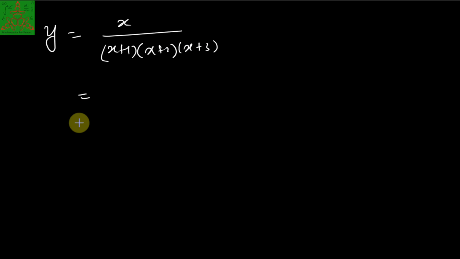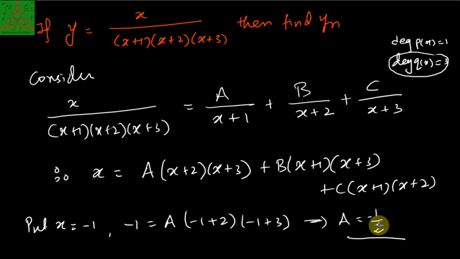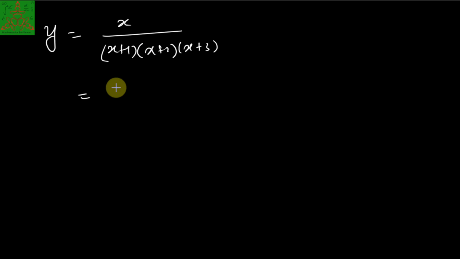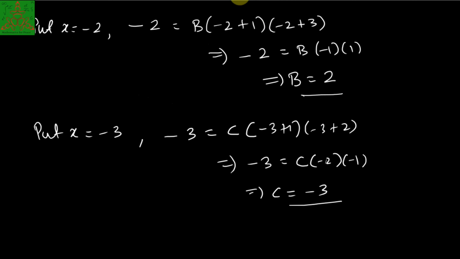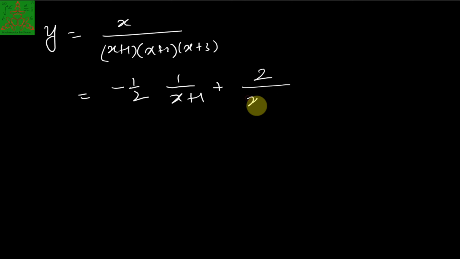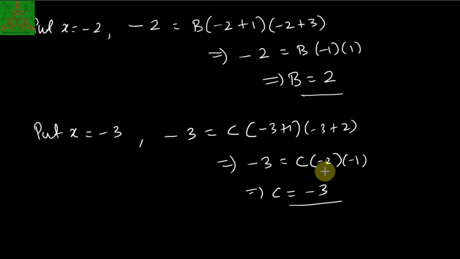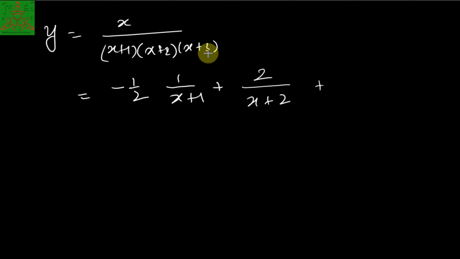That can be written as a upon x plus 1, but the value of a we have calculated is minus 1 by 2, so minus 1 by 2 times x plus 1, plus b upon x plus 2, but the value of b is 2, so it is 2 upon x plus 2. The third value we have calculated is minus 3 upon x plus 3. This is the value of y.